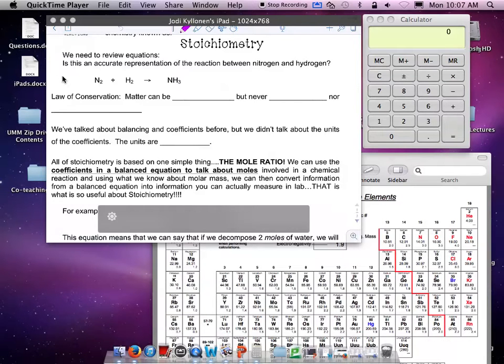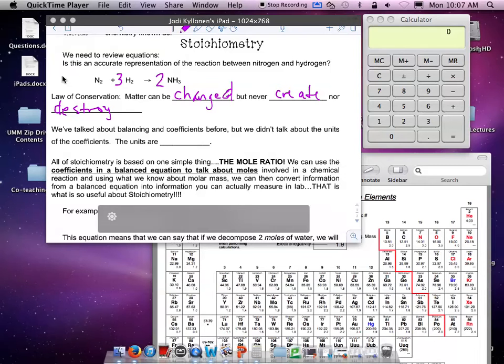So what we do is we say, okay, two N's on this side, so if I put a 2 over here, now that's balanced. Now I have 2 times 3, that's 6 H's, so if I put a 3 over here, now that's balanced. That's the law of conservation, saying that matter can be changed. You can make new compounds, but you can never create matter and you can never destroy matter. The atoms that you started with still have to be there somewhere. They can just be changed around.